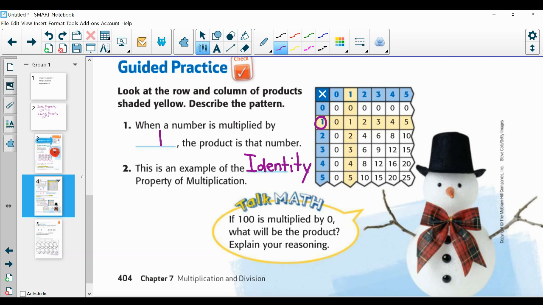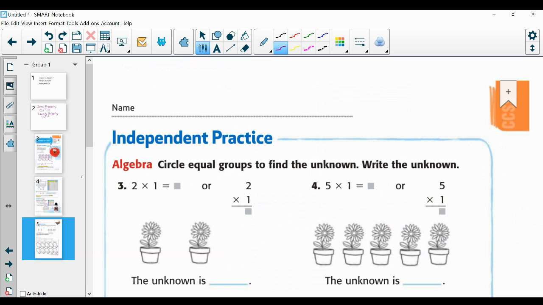Okay, if 100 is multiplied by 0, what will the product be? Explain your reasoning. Think about that for a minute. Okay, any number multiplied by 0 is 0, so 100 times 0 equals 0. Okay, if your teacher gave you specific directions for this page, you can stop your video now. The rest of you keep going with me.